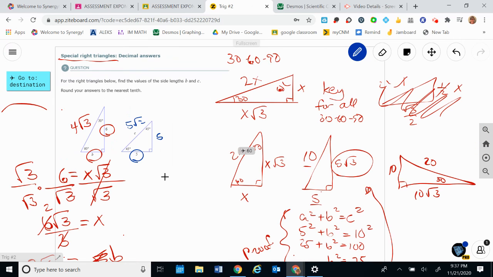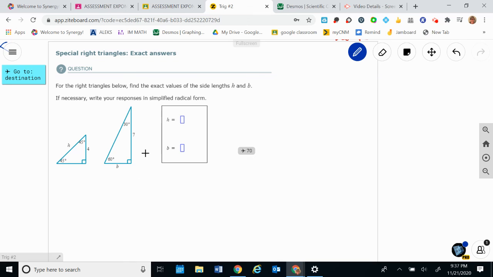Let me make sure. Yeah. Okay. It says for the right triangles, find the exact values. Exact means do not put it in a calculator. That means leave it in simplified radical form. That's what I did in the problem. So using the key, and you guys should have it, use your key, write it down. This is congruent to that, and this is 4 root 2, and that's your answer.